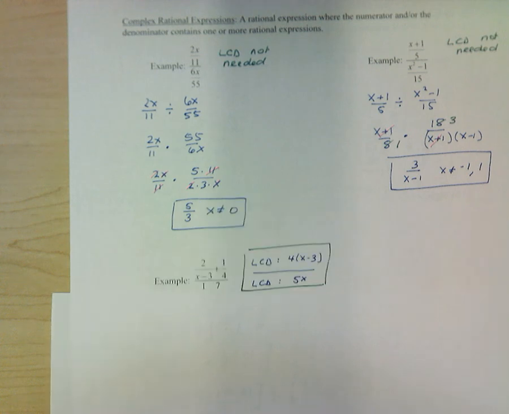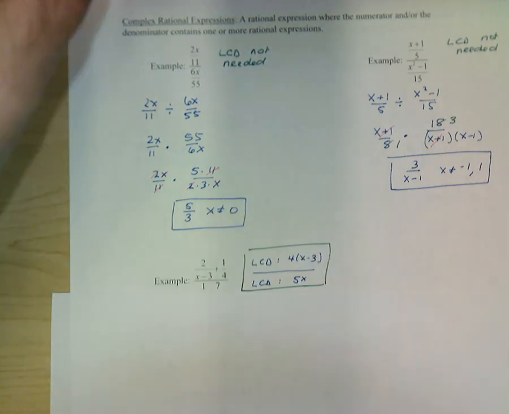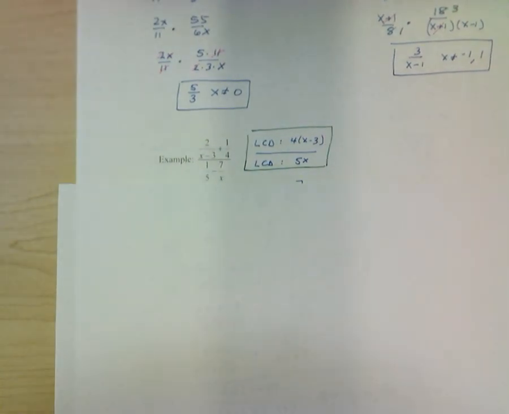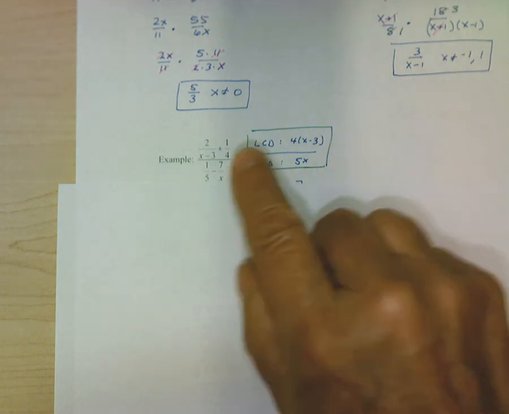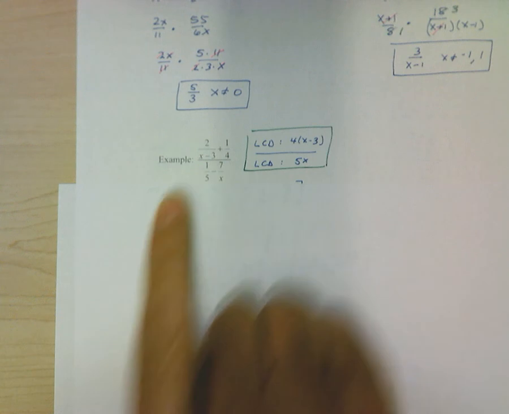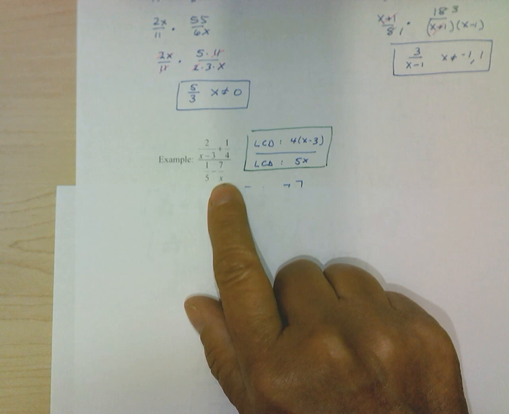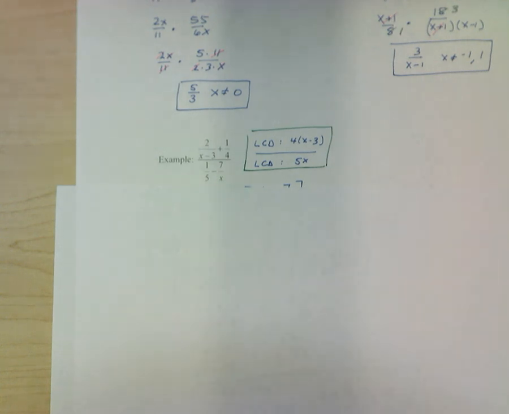This last one is a lot more involved, and this will be my last example for this video. So you can see I've got a fraction plus a fraction in the numerator, and a fraction minus a fraction in the denominator. So I'm going to need least common denominators. And there are different ways to do it. This is the way I've chosen. I look for my least common denominator in just the numerator. So it's going to be 4 multiplied by x minus 3. I look for my least common denominator in my denominator here, and it's going to be 5 multiplied by x.